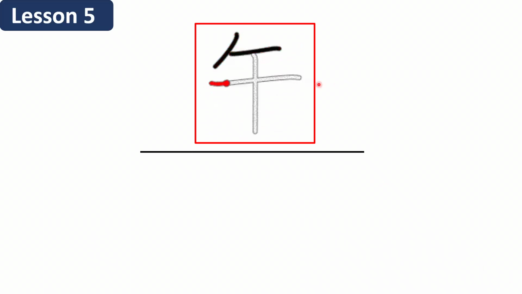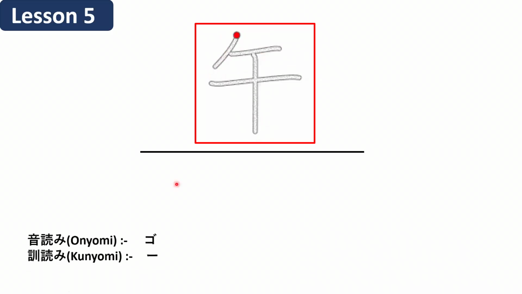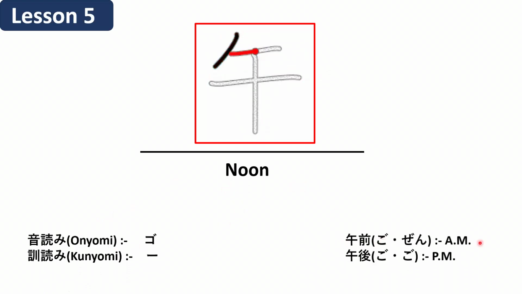Onyomi is go. Noon. Gozen. AM. Gogo. PM.